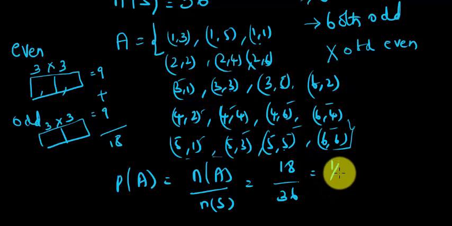That's going to be a 1 over 2. Let's look at one more example in this particular video, and then we will move on. For this example, what I'm going to do is to pick up playing cards.